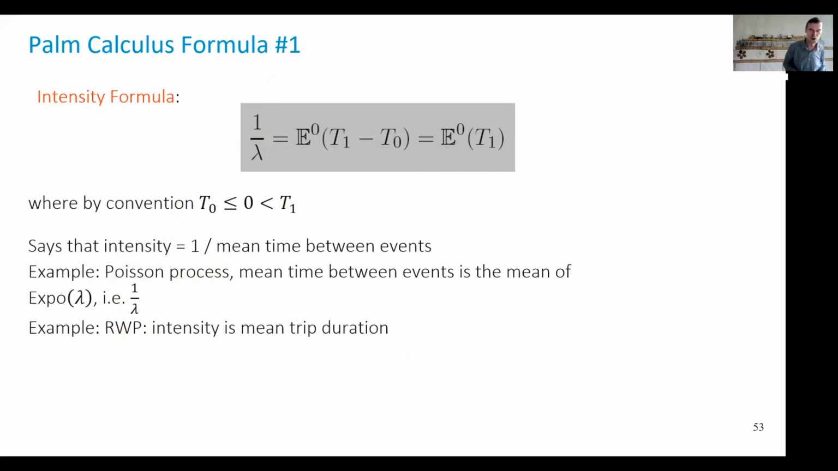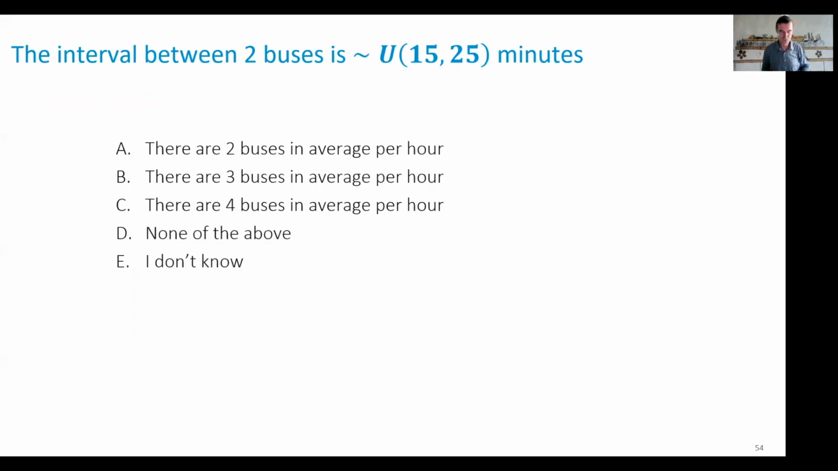For the random waypoint, what I need to calculate is the average trip duration. The trip duration is given by how long the trip is and at which speed it is taken. I would need to calculate this, and that will give me the intensity of the random waypoint.